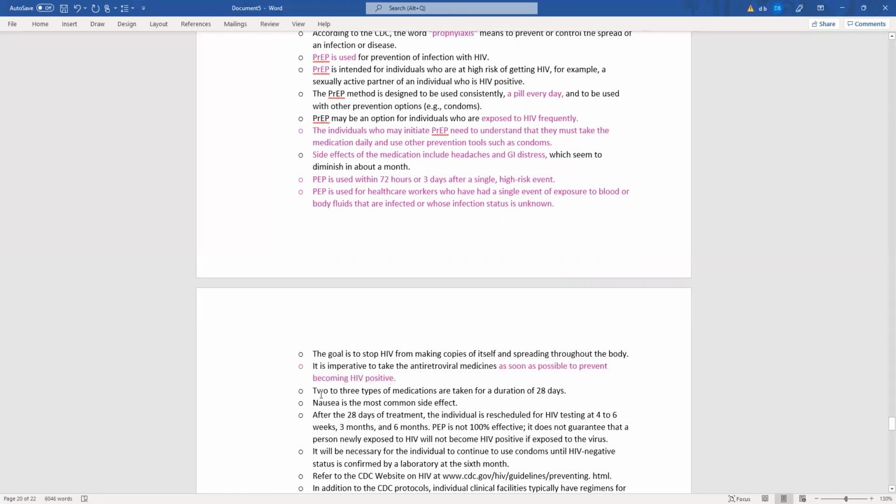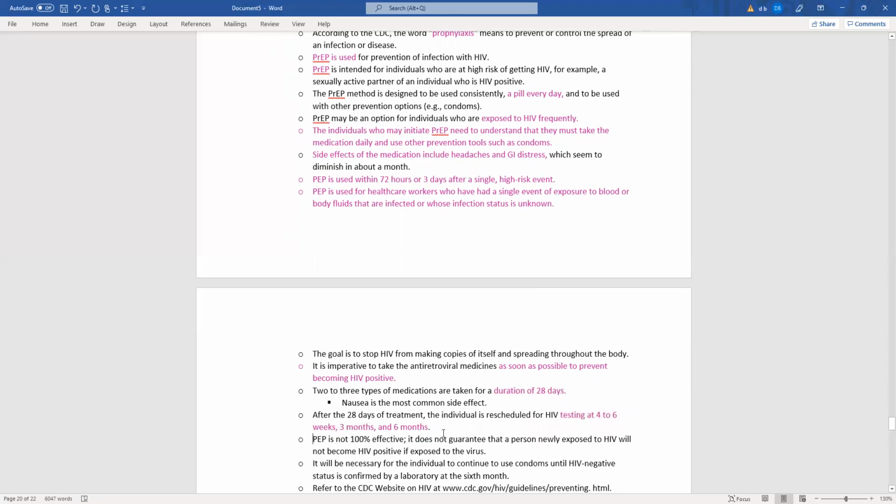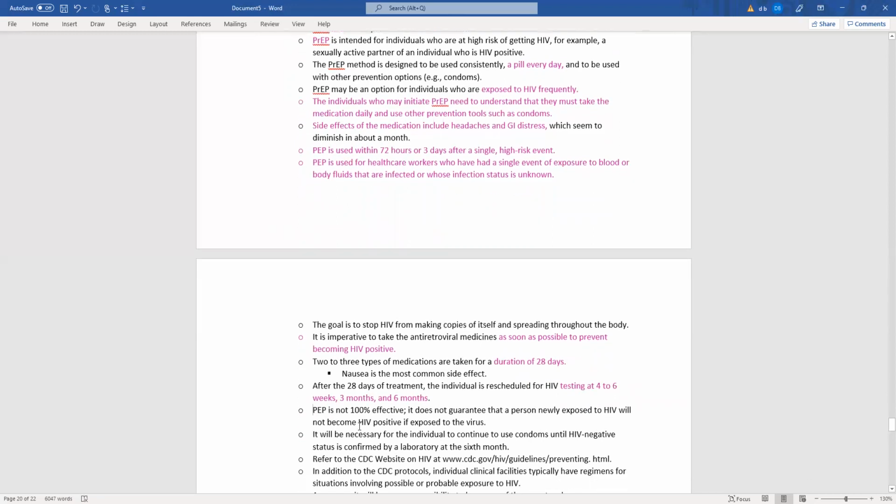Nausea is the most common side effect. After the 28 days of treatment, the individual is rescheduled for HIV testing at 4 to 6 weeks, and then at 3 and 6 months. PEP is not 100% effective; it does not guarantee that a person newly exposed to HIV will not become HIV positive. Damn, that's messed up. So it will be necessary for the individual to continue to use condoms until HIV negative status is confirmed by a lab at 6 months.